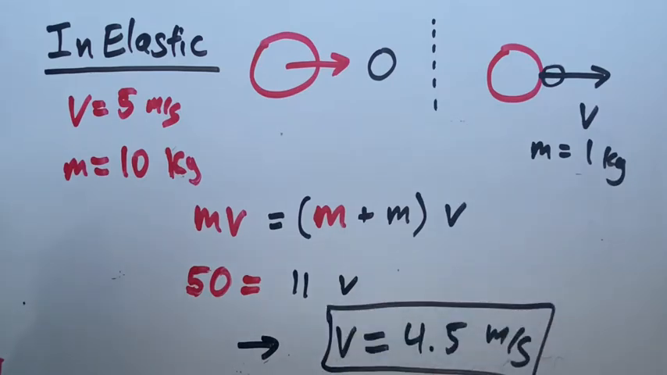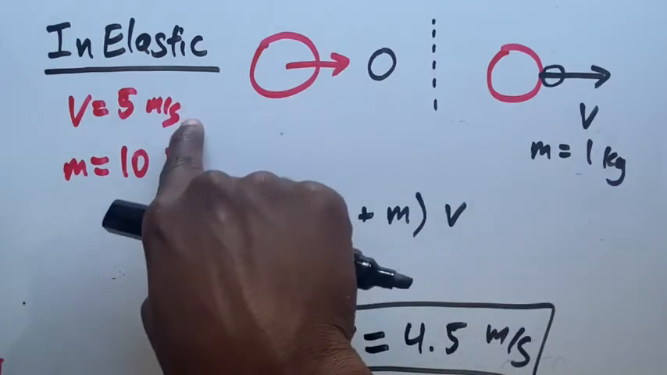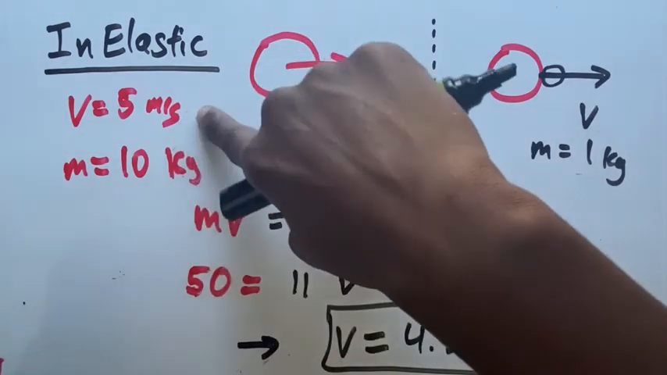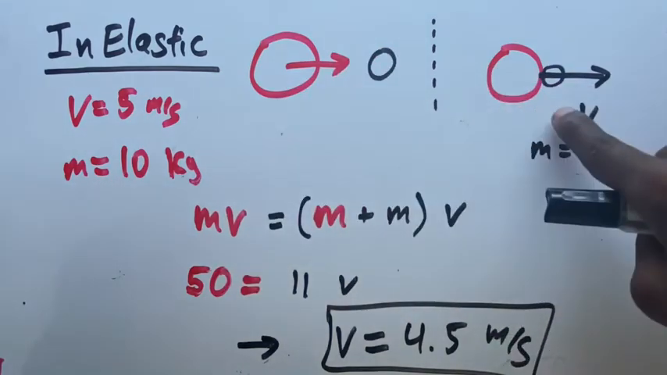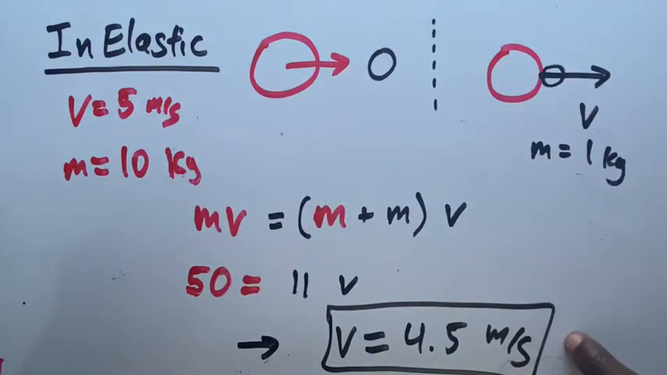meters per second. So notice, after they collide, they basically slow down, or the big ball slows down because it was originally moving at 5 meters per second. But after it collides with the smaller ball, now it's only moving 4.5 meters per second.